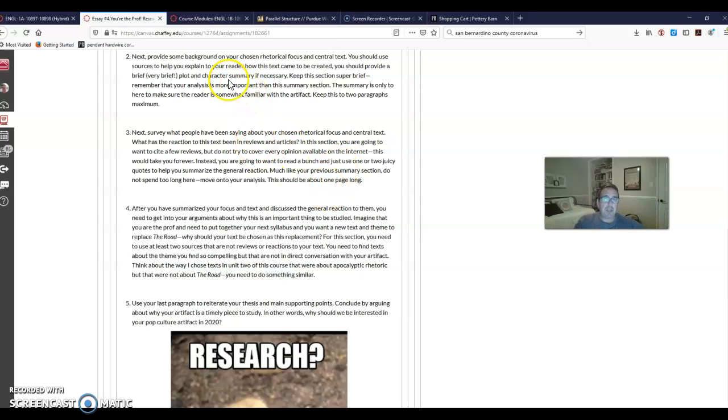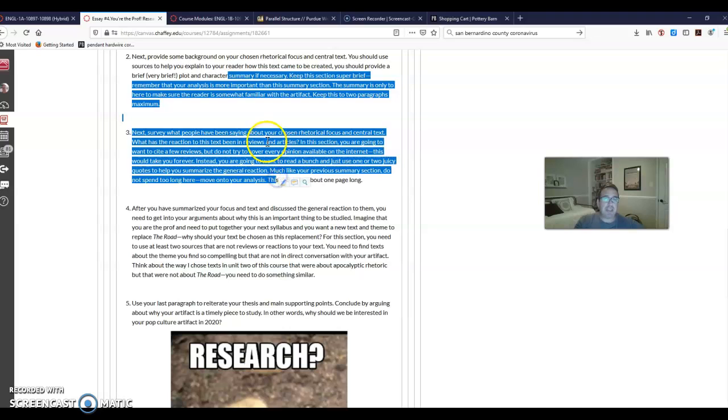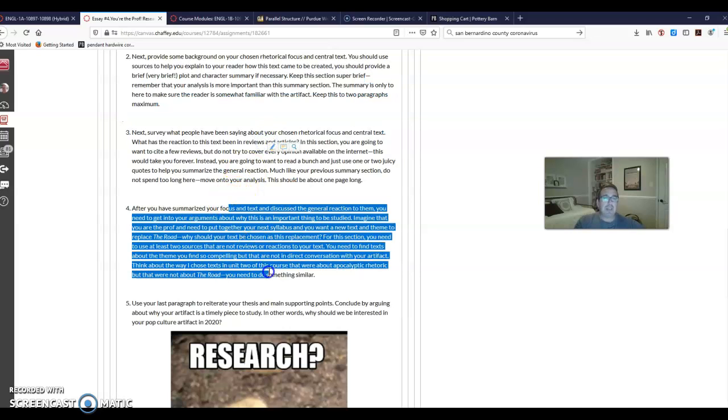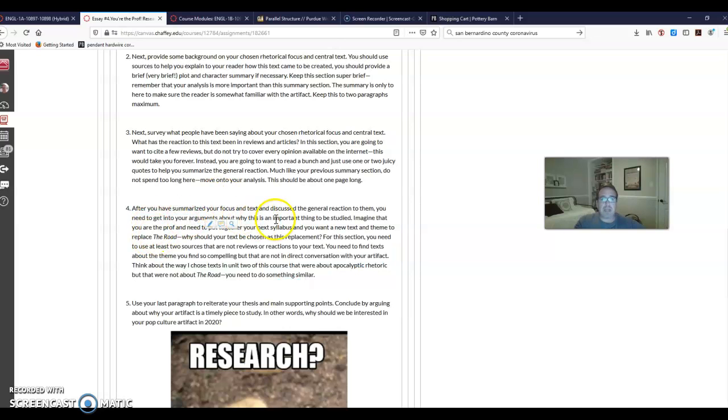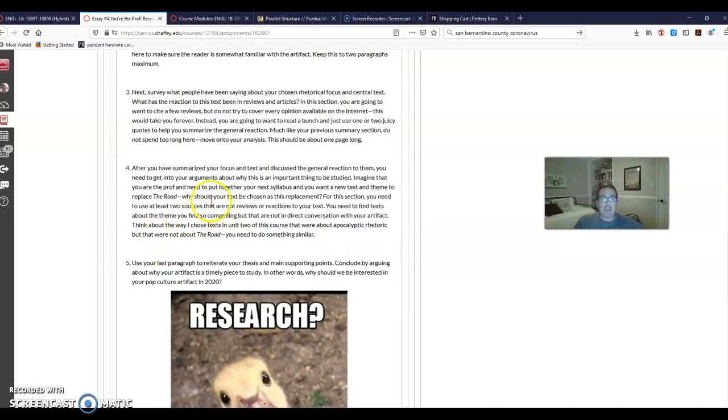Okay, this is building on your second section, more or less, right? You're giving more context, because then you're going to get into some more analytical stuff here. This is where you're going to bring in sources that you can use to discuss your text that aren't necessarily focused on your text, right? So, as I note here, imagine you are a prof and need to put together your next syllabus, and you want a new text and theme to replace The Road. Why should your text be chosen as this replacement?